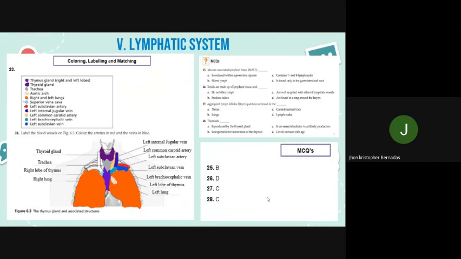And for number 25, mucosa-associated lymphoid tissue or MALT. The answer is B. Tonsils are made up of lymphatic tissue. And letter D. For number 27, aggregated lymph follicles or Peyer's patches are found in the C. Gastrointestinal tract. And number 28, thymosin, letter C, is an essential cofactor in antibody production.